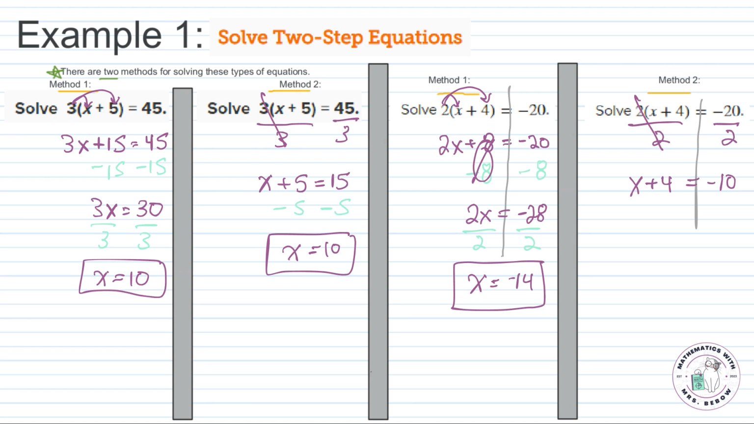And then our last step to get rid of this plus 4, we're going to subtract 4. And again, make sure we do that to both sides of our equation. And we get an answer of x equals negative 14.